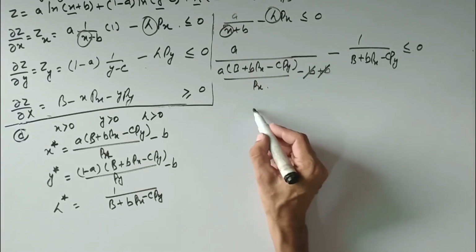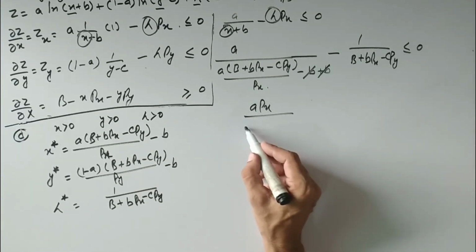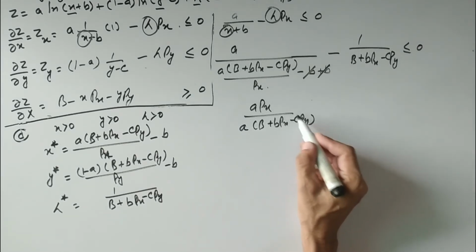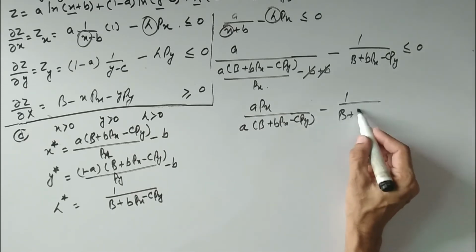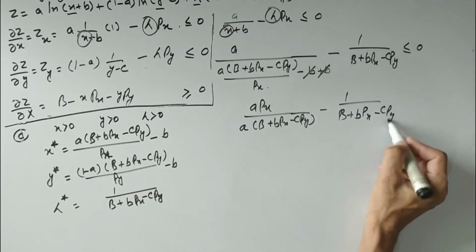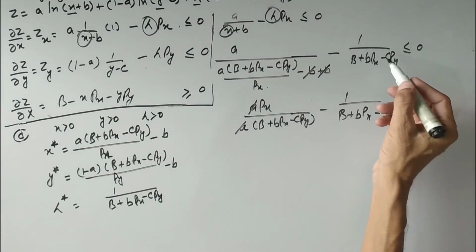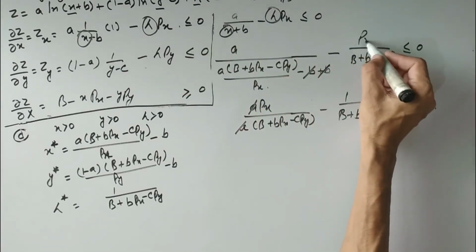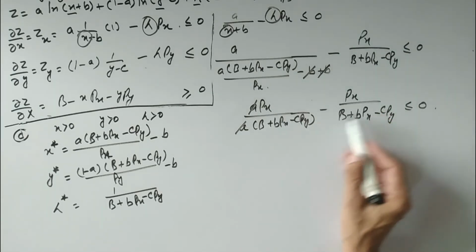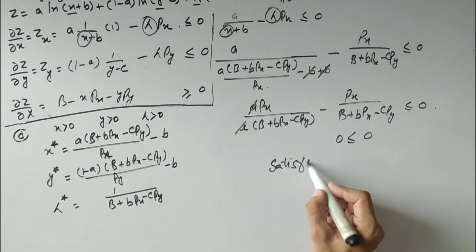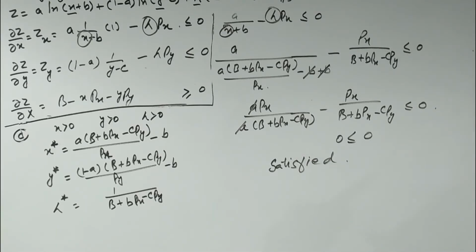This will cancel out, so I can write it as a p of x upon a into b plus b p of x minus c p y, minus 1 upon b plus b p of x minus c p y, less than or equal to 0. If I cancel this out, and here is lambda p of x, so p of x is there. This will cancel out, so 0 less than or equal to 0, so the condition is satisfied. The first equation is satisfied. Now I have to put the values in the second equation.